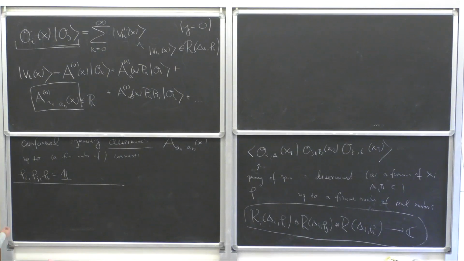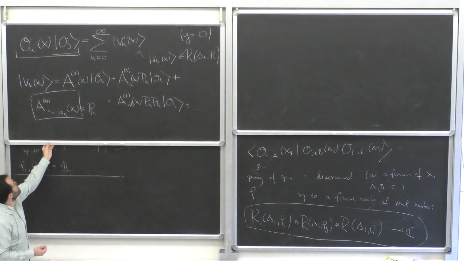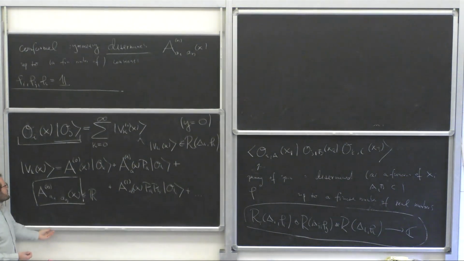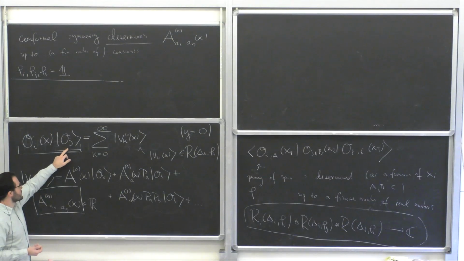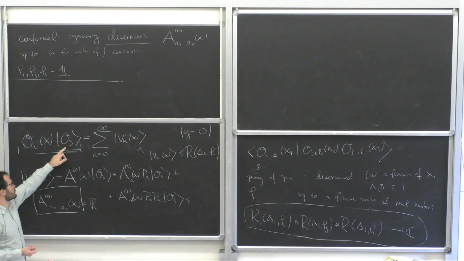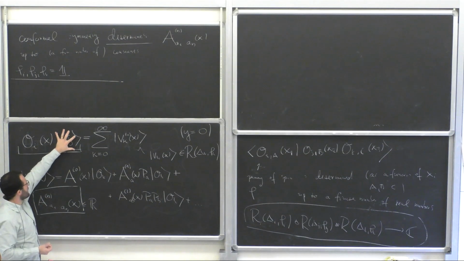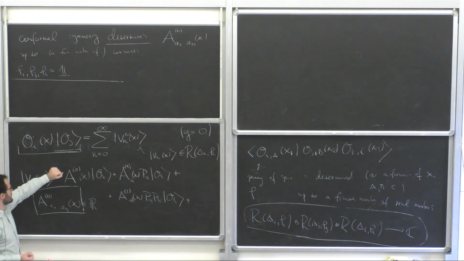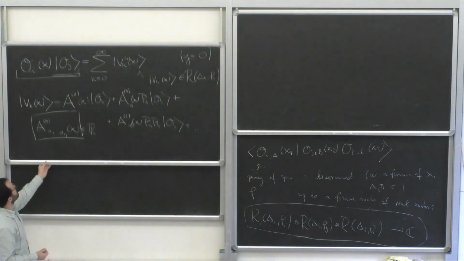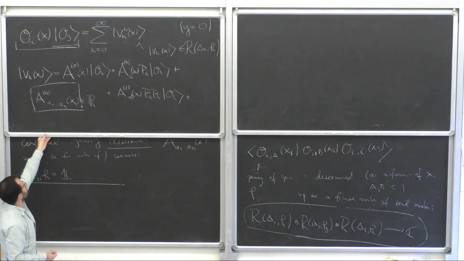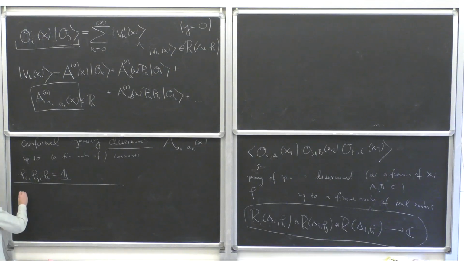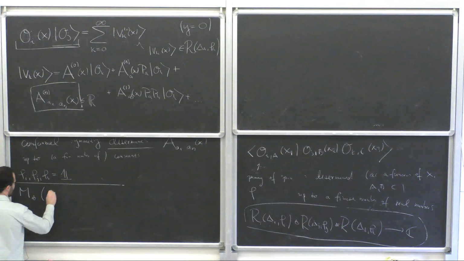We could start with the translation generator, but that one is actually not very useful, because D, K, and M annihilate O, and P_A doesn't. So actually, P is not useful at the moment. But we can start with M.